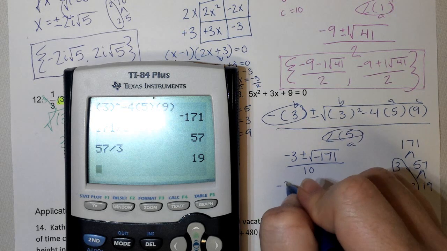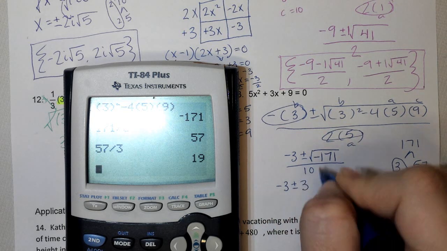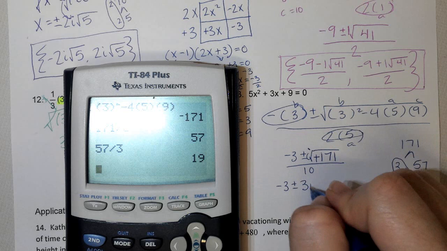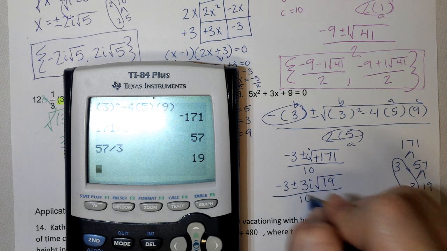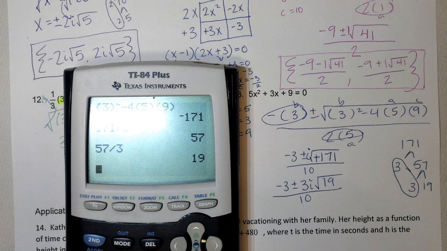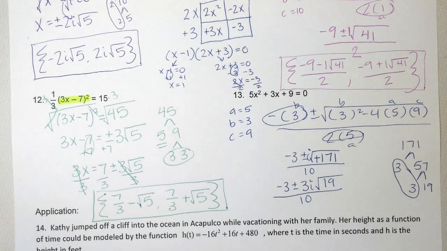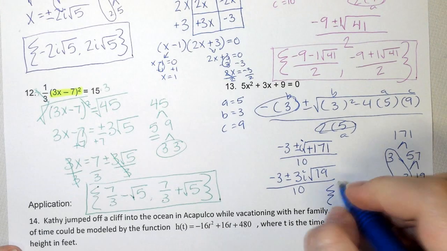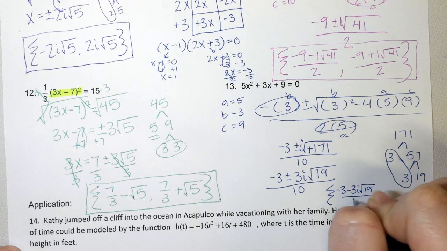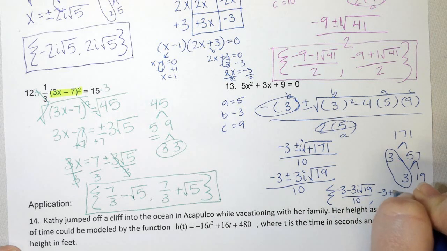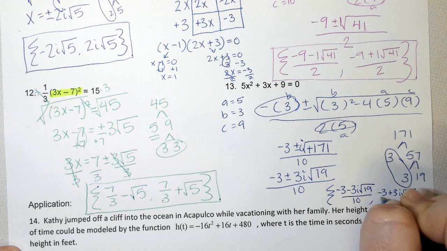So we have negative 3 plus or minus 3, and don't forget your i, root 19 over 10. Nothing here simplifies. 3 over 10 does not simplify, so that is my answer. So we have negative 3 minus 3i root 19, and negative 3 plus 3i root 19.